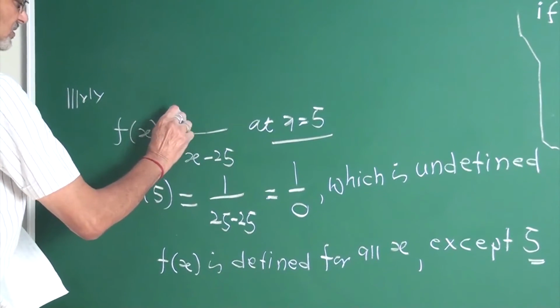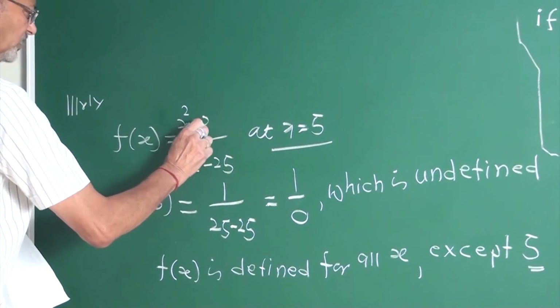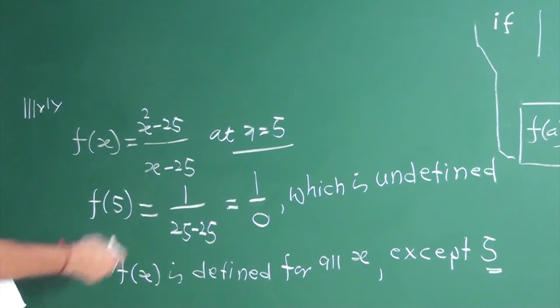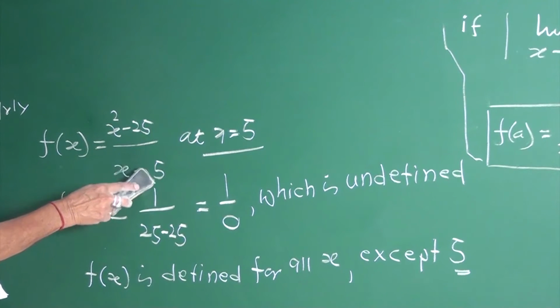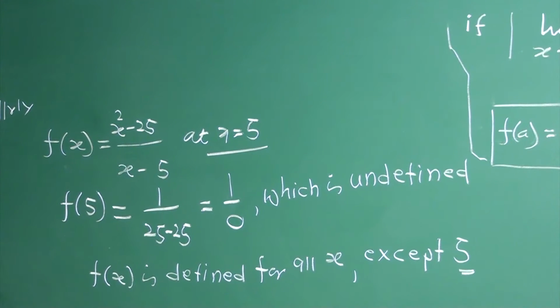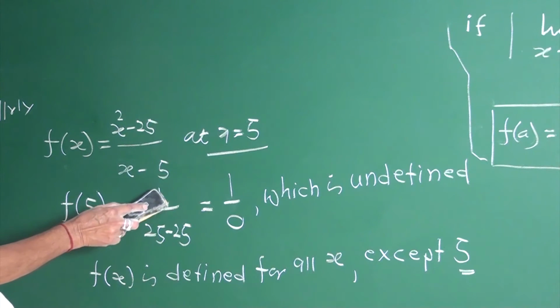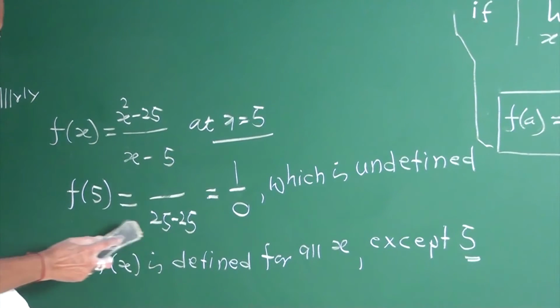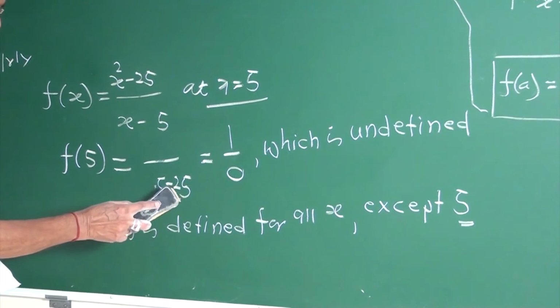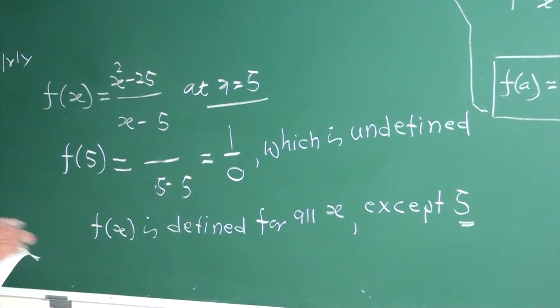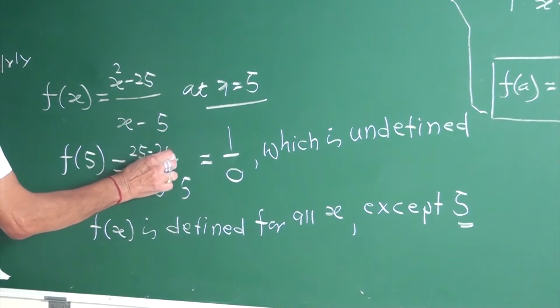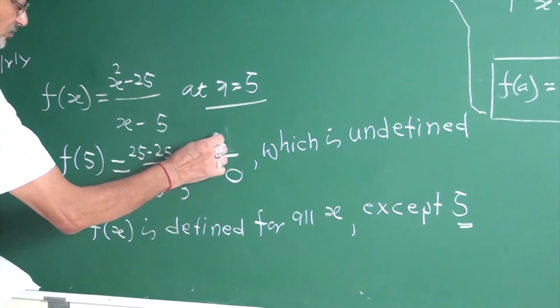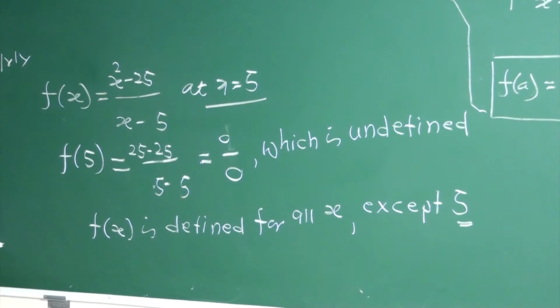This is x square minus 25 upon x minus 5. Even you can take the earlier also. In this case, it is what? 0 by 0, my friends. This is 5 minus 5. Here it is 25 minus 25. It becomes what? 0 by 0, which is undefined.